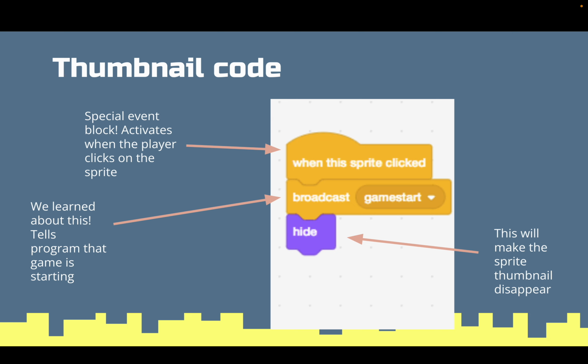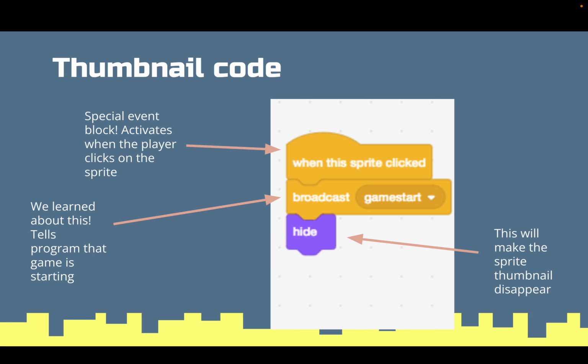Okay, so next, this is the code for our thumbnail. We have to have a when this sprite clicked, broadcast game start, and then hide. So you see this special event block activates the code when the player clicks on the sprite. So whenever you click on the sprite, it's going to activate all the code below it. We are not going to start with the when green flag clicked. Then we're going to broadcast game start.